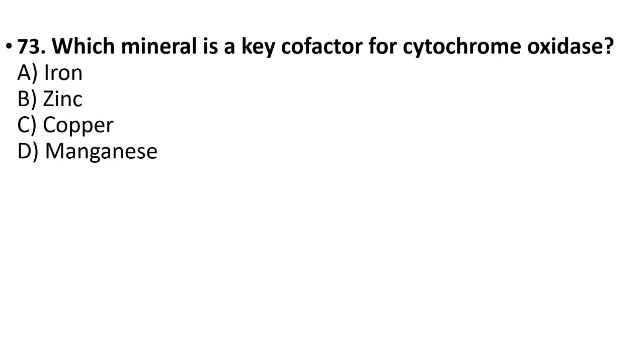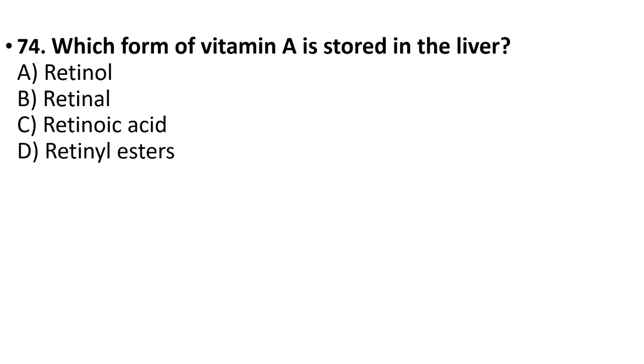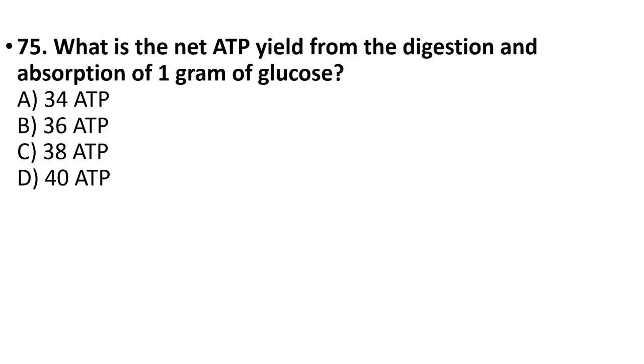73. Which mineral is a key cofactor for cytochrome oxidase? Iron, zinc, copper, manganese. Your answer is option C, copper. 74. Which form of vitamin A is stored in the liver? Retinol, retinoic acid, retinyl esters. Your answer is option D, retinyl esters.